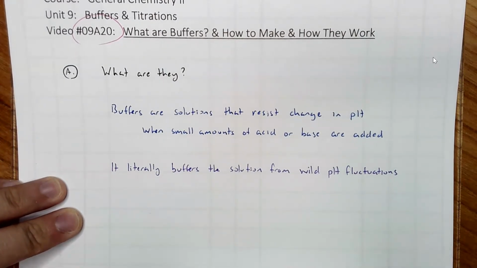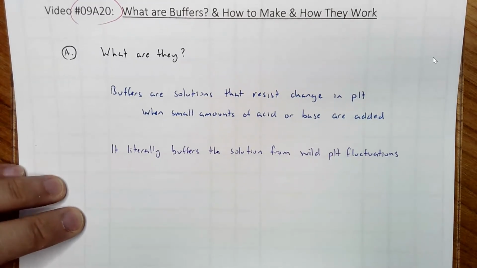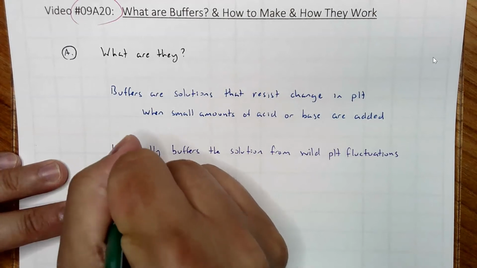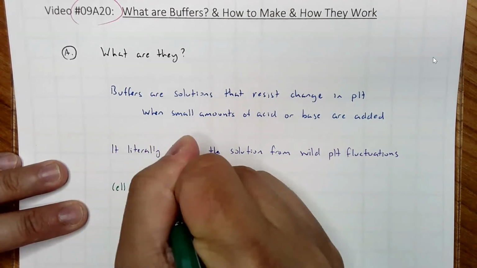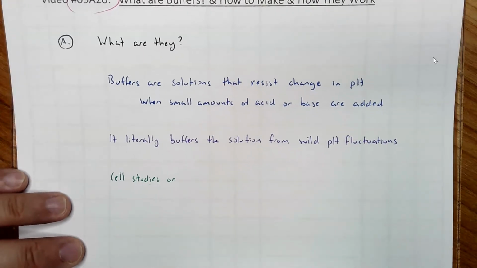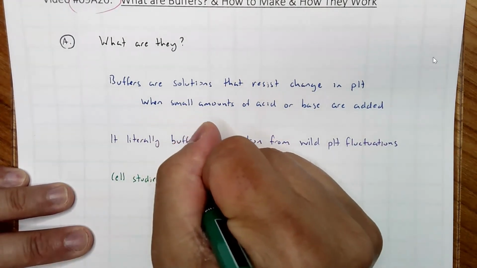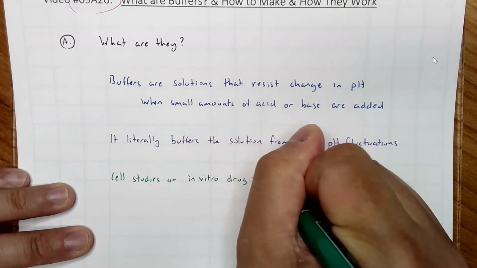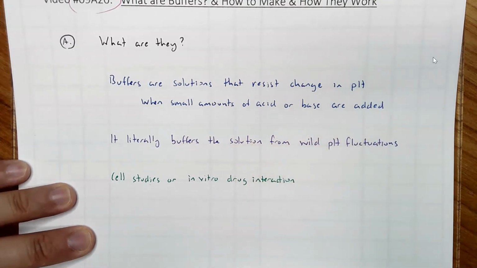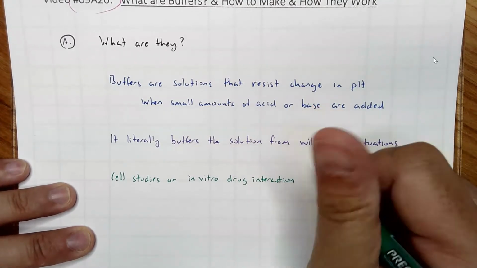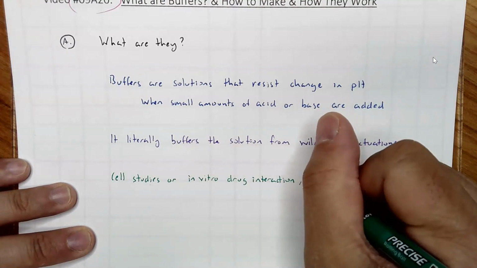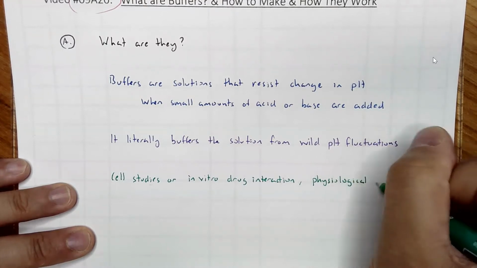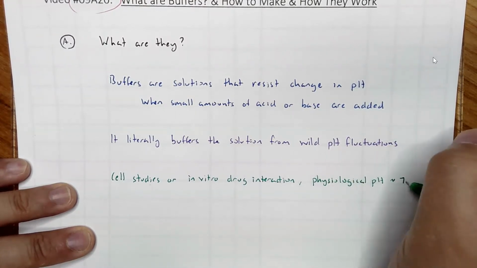If you think about where people use buffers, probably mostly they use buffers in biology, because with cell studies, or if you're doing in vitro drug interactions, you want to mimic what's inside of a cell, and physiological pH is typically around 7.4.